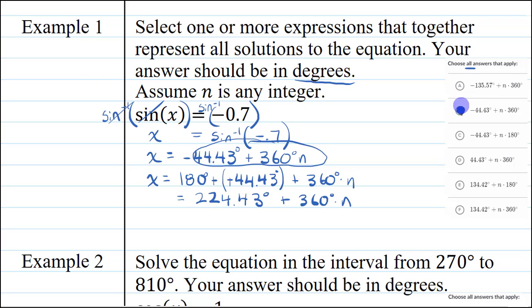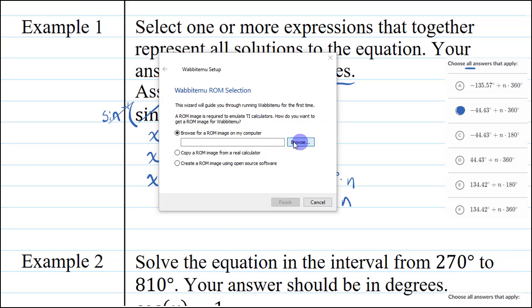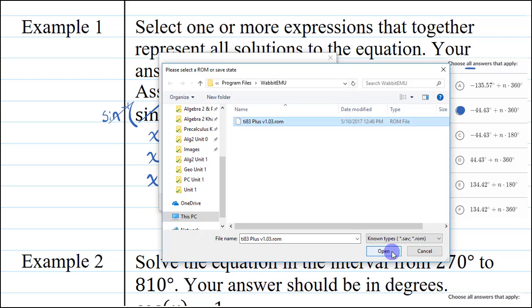Notice that that isn't an answer, though. There's no 224.43 plus 360n. If it was, that would have been an answer. So what we're going to do is just do this number and then subtract 360 degrees. Again, you're allowed to just subtract 360 degrees however many times you'd like. So I'm going to use my calculator to make sure I don't make a mistake. And I'm just going to do this, this, this, and this.